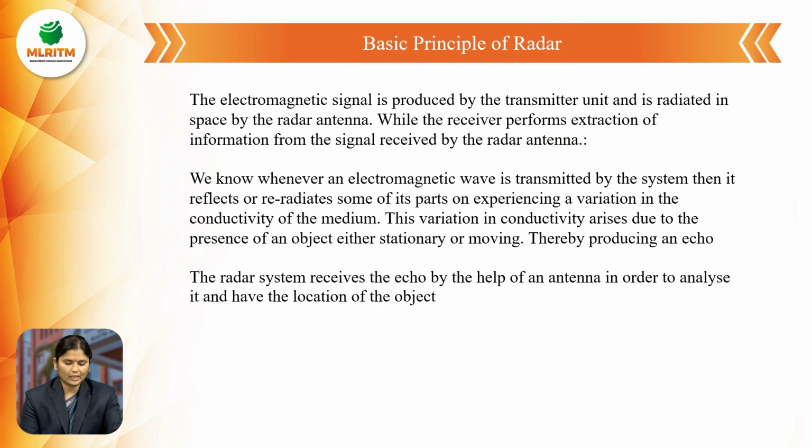We know that whenever an electromagnetic wave is transmitted by the system, it reflects or re-radiates some of its parts, experiencing a variation in the conductivity of the medium. The variation in the conductivity arises due to the presence of an object, either stationary or moving, thereby producing an echo. The radar system receives the echo with the help of the receiving antenna in order to analyze it and find the location of the object, whether the object is stationary or moving.